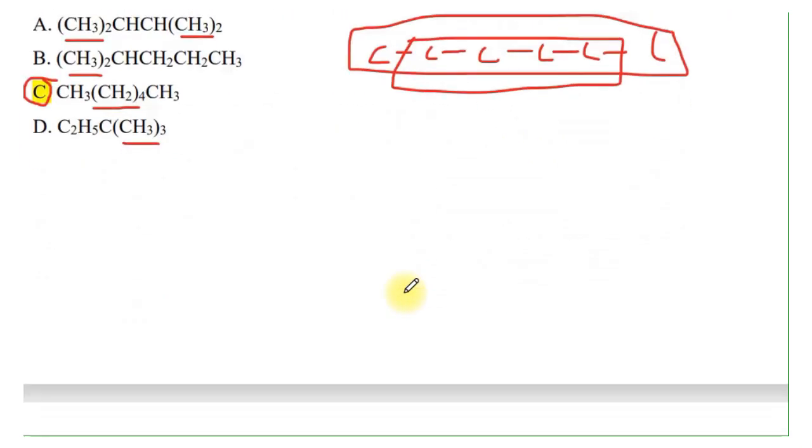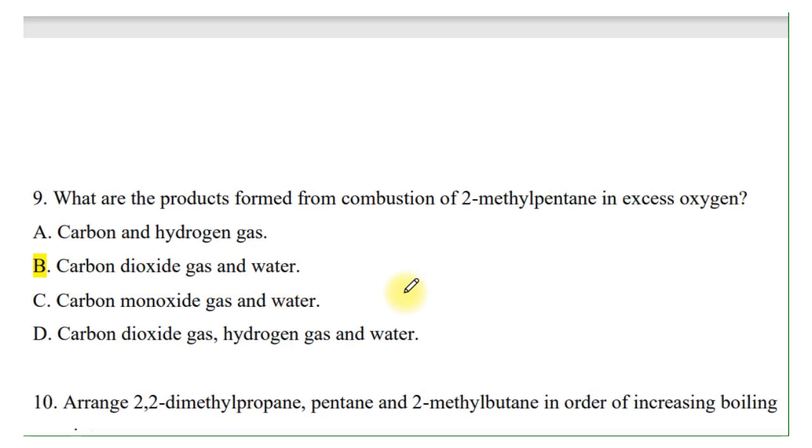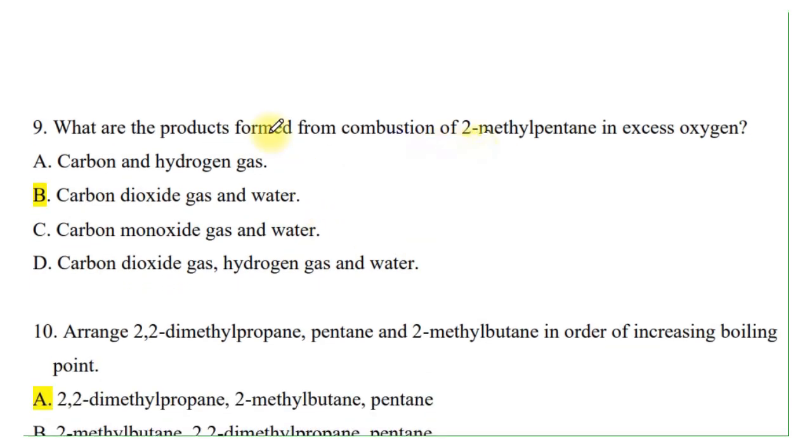Okay, next question number 9. What are the products formed by combustion? With excess oxygen, confirm the answer is CO2 and H2O. Carbon and hydrogen gas, hydrogen gas cannot. Carbon monoxide gas and water happen in limited oxygen. Then carbon dioxide, okay, this is impossible. If the question asks about limited oxygen, then the answer is C.